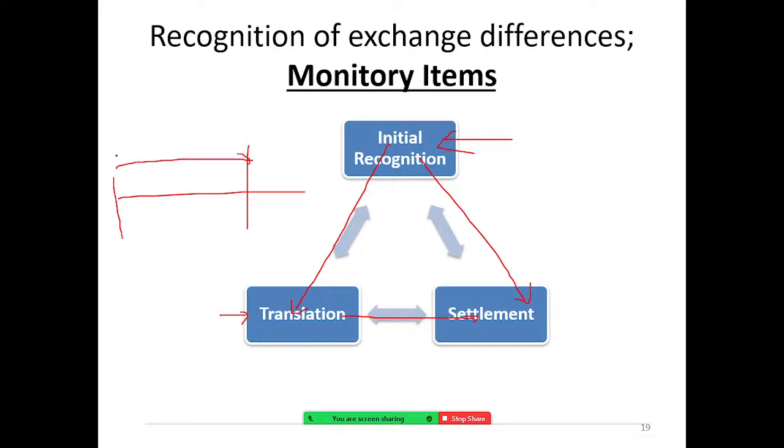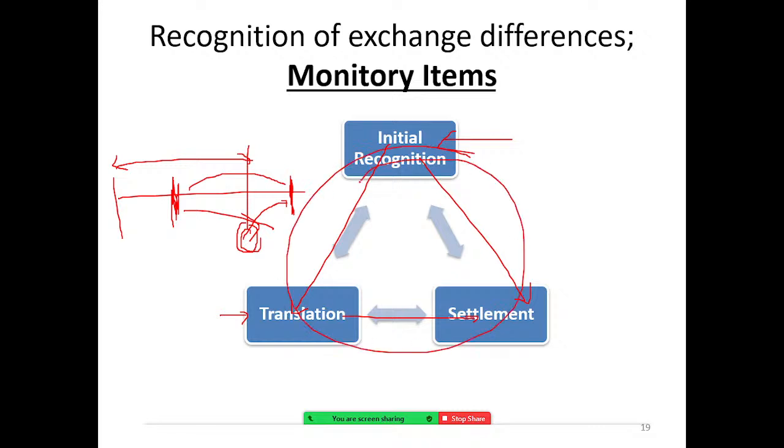This is the accounting period. So the transaction occurred here. This is the transaction date, meaning initial recognition. At this point you have to translate, and this is the settlement date. And from translation to this date and this one. So that's what is mentioned here. The differences occur in this way and this way.